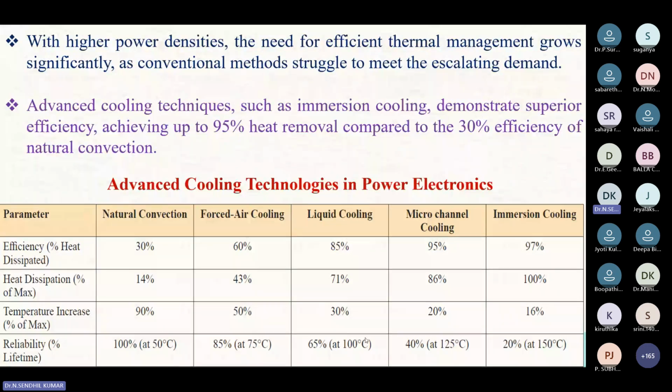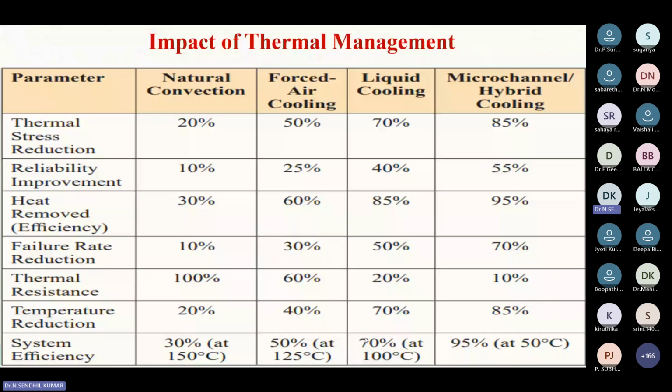Here, if you see micro channel cooling, what are the impacts? If you adopt the thermal management system, what will happen? Your system reliability improvement will be there. In one case only 10% improvement, here 58% improvement, in the expected time duration. For example, the lifespan will be increased, and thermal stress reduction is very, very important. That is the first priority of thermal management.